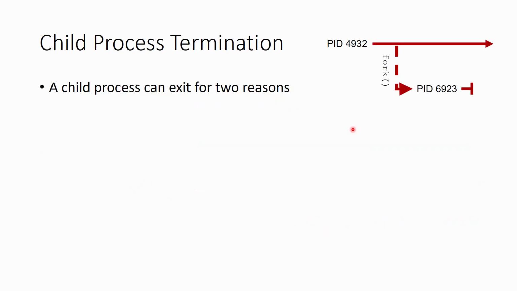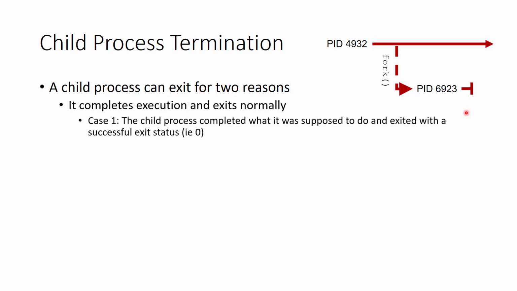When they terminate, let's talk about ways the child processes can terminate. So a child process can exit for two primary reasons here. First of all, it can complete its execution and exit normally. So we had our parent process, it spawned off a child, and the child finished. It ran to the end of its functions, the end of its process, and exited like normal. No problem. Nothing strange there. Maybe we get a successful exit status, so 0.